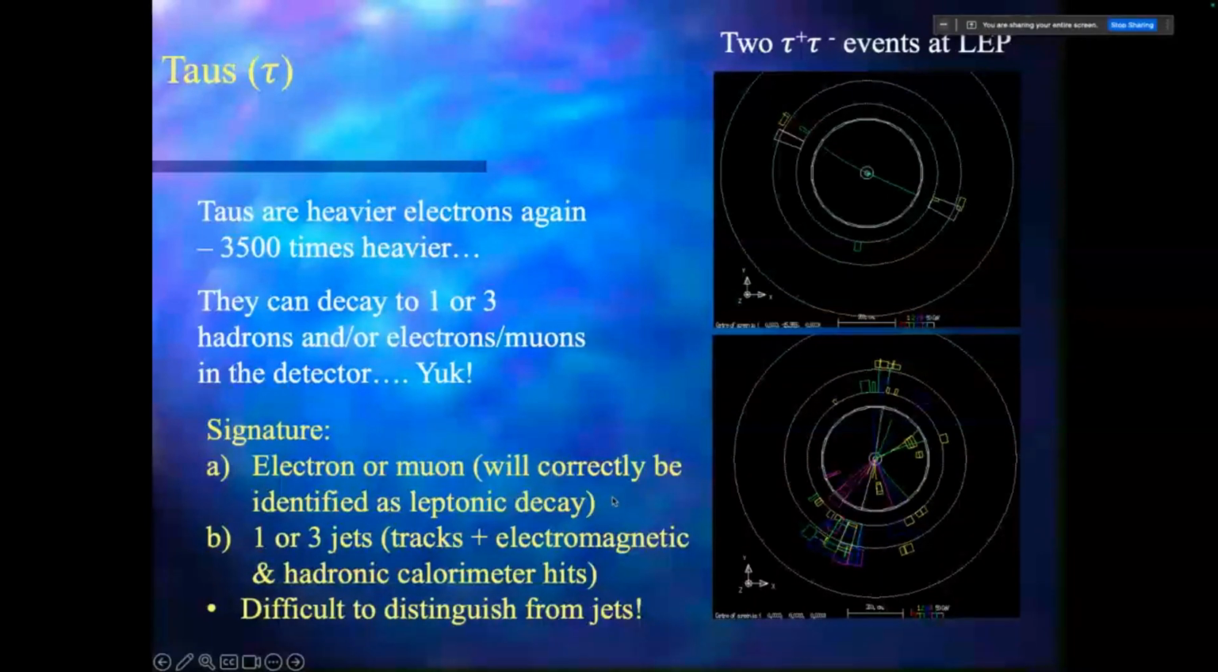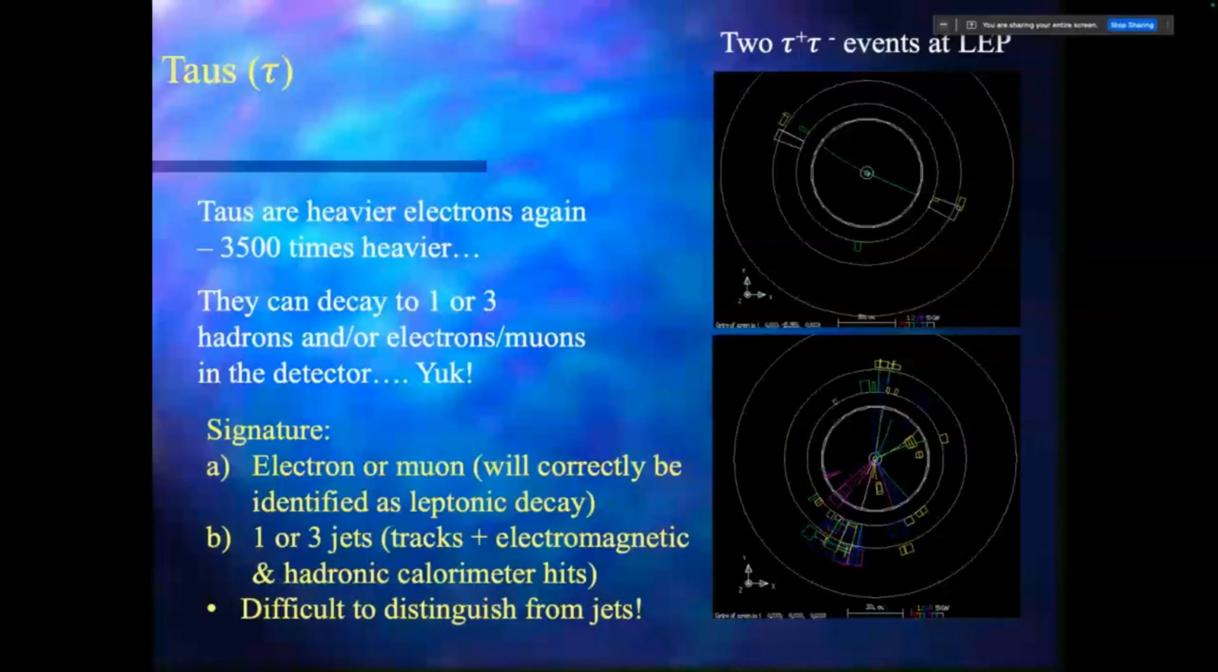Okay, so what you're looking for are two possibilities. If the tau decays into an electron or a muon, then we should just see an electron or a muon. That's going to be okay for our exercise, because in the end, we're just trying to identify whether the final state involved a lepton or a quark. So we'll get it right if it decays in this particular way.